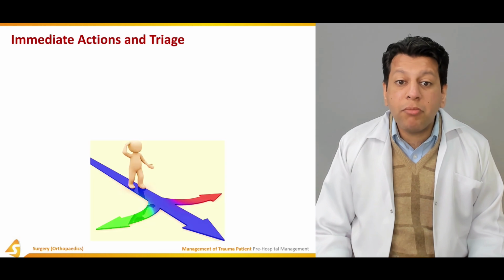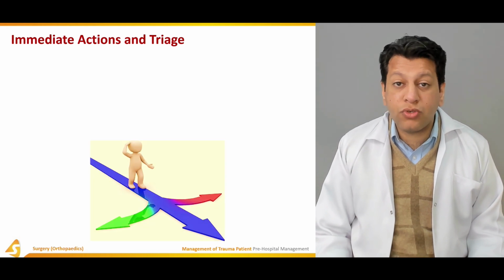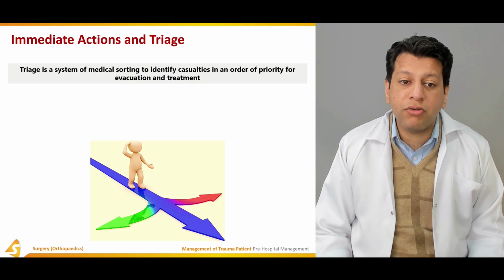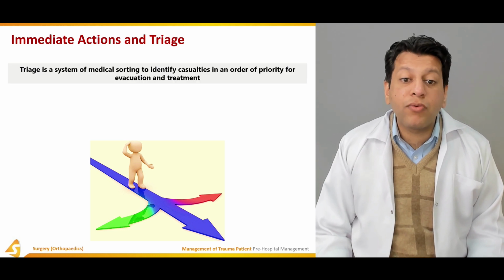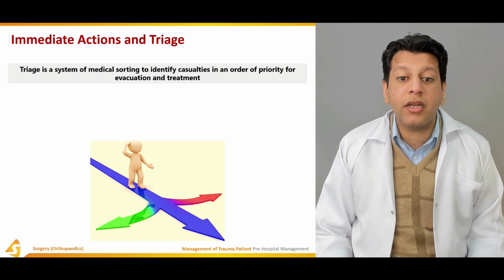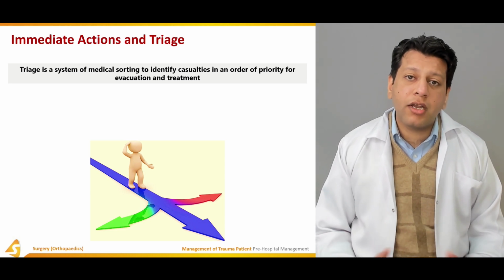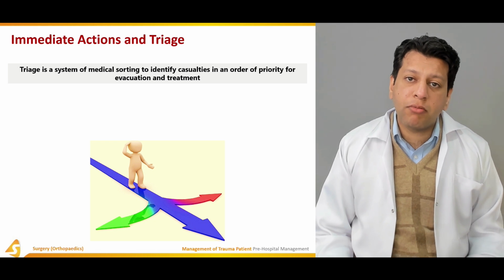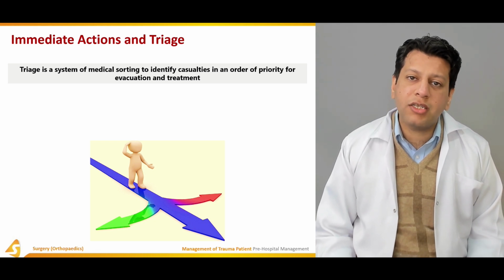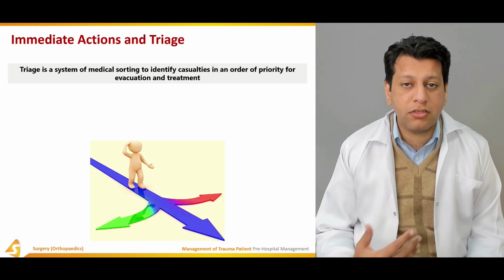Then coming to the immediate actions are triage, which they should be trained as well to take it up. Triage is a system for medical sorting to identify casualties in order of priority for evacuating and treatment. Now you make different levels, you give them color coding, but this is done when there is a mass disaster.